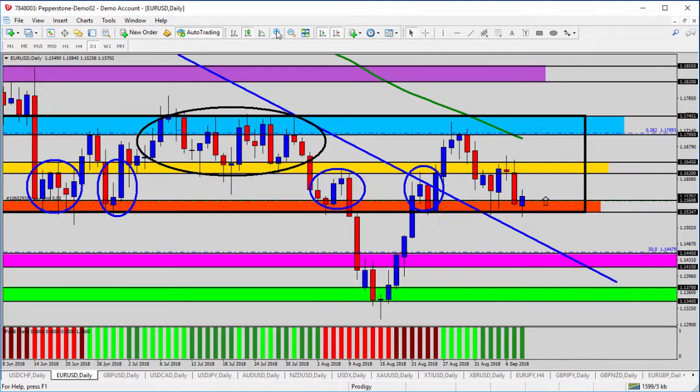So we zoom in on that one more time, and we say, well, guess what? The market's sitting on top of that orange zone, 115.60 to 115.35, again today. So the question is, should we sell it?